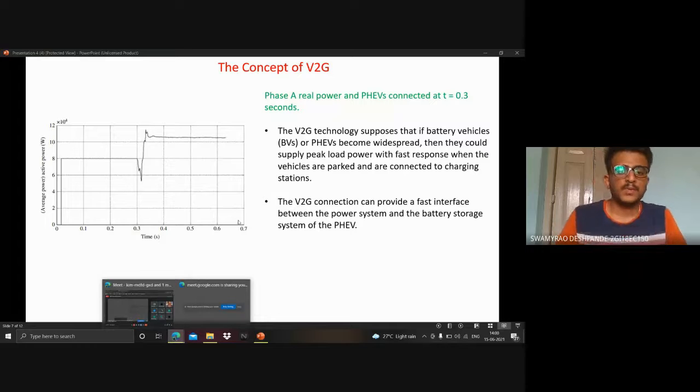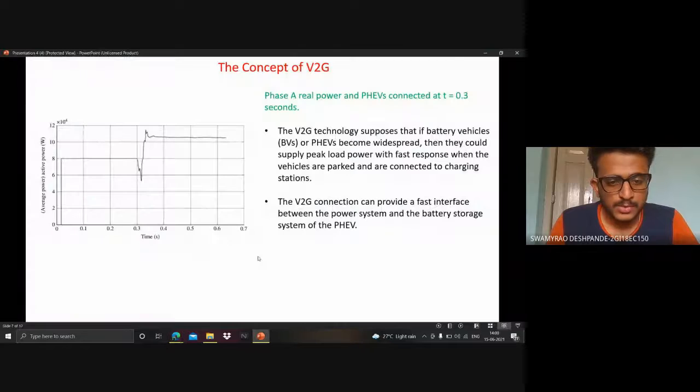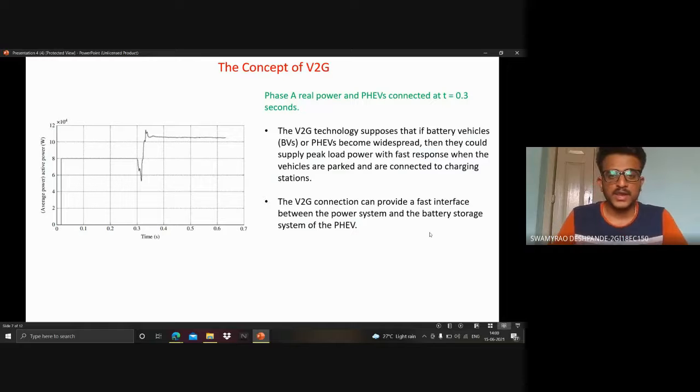Sir, the further part I will be explaining, sir. The concept of V2G technology. It says that the energy which is stored within the batteries is utilized to send the power back to the grid, sir. Normally, with V2G technology, if battery vehicles or PHEVs become widespread, then they could supply peak load power with fast response when the vehicles are parked and connected to charging stations.